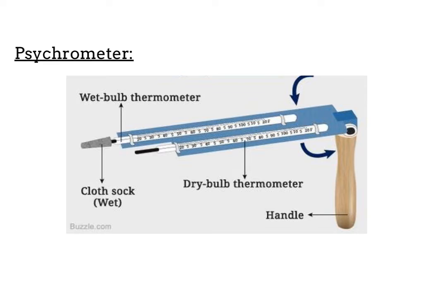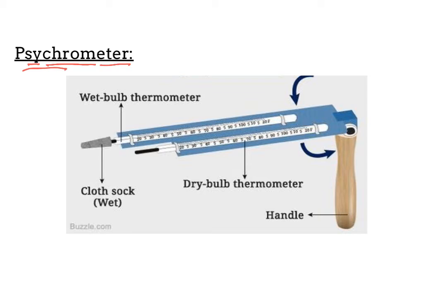So we measure humidity with an instrument that is called a psychrometer. The P is silent, so we don't pronounce that. So it's psychrometer. Okay. That psychro part, psychrometer, means cold or to cool off.